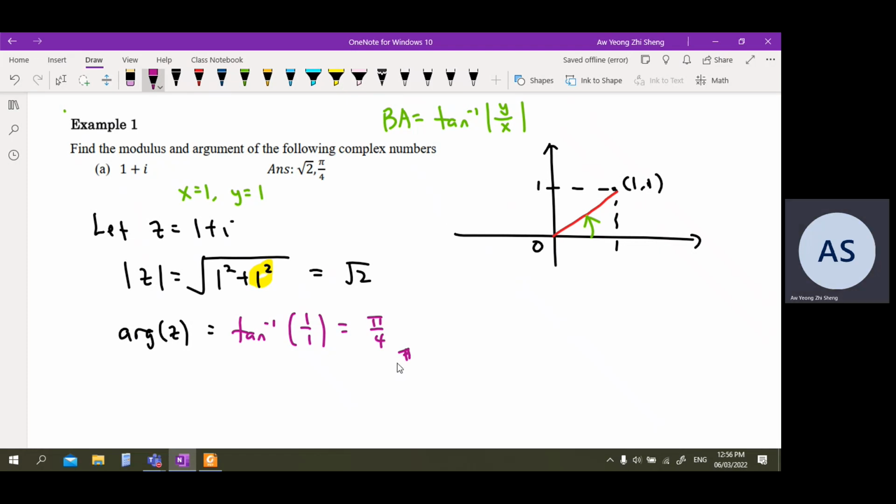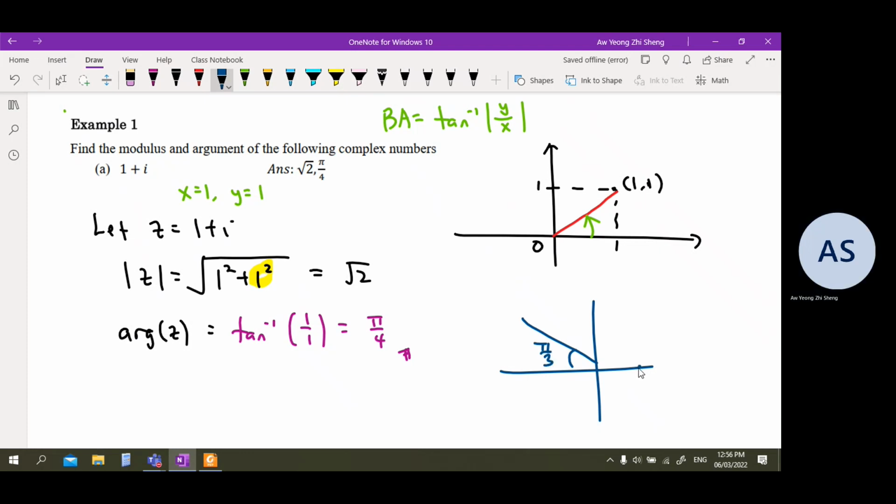For special angles, like pi over 4, pi over 3, and pi over 6, and anything that is associated with pi over 3, pi over 4, or pi over 6, for example, if you have a pi over 3 here, where the argument would then be 2 pi over 3, you are expected to give your answers in terms of pi. Yeah, so this is the answer, pi over 4 as the argument.